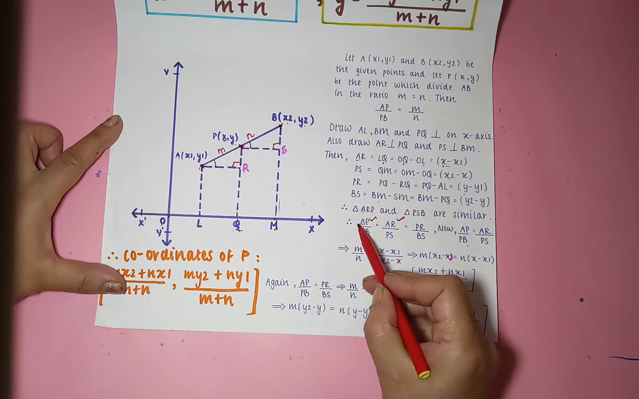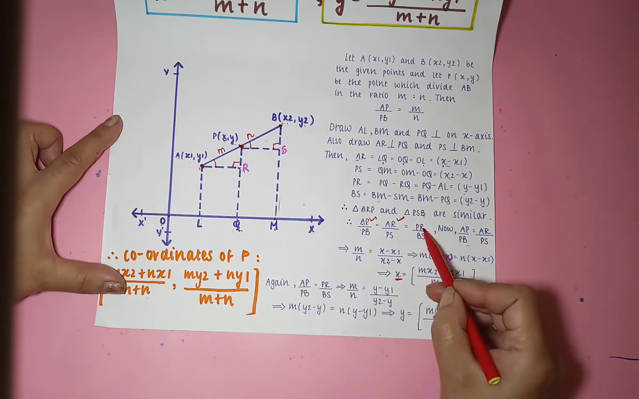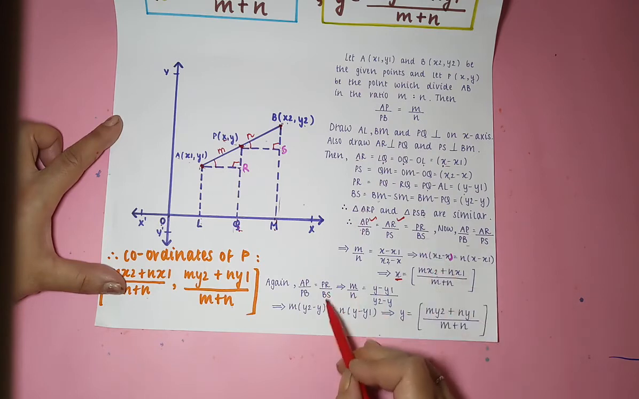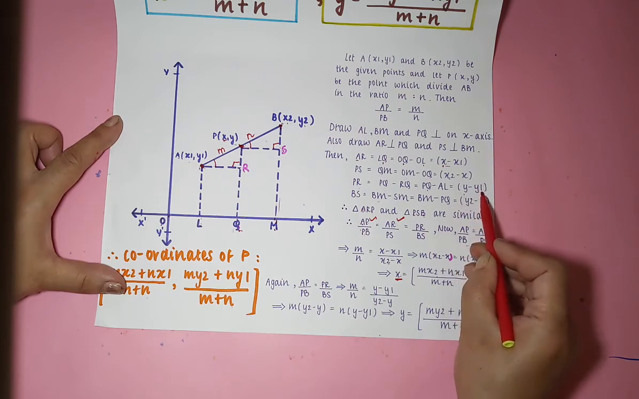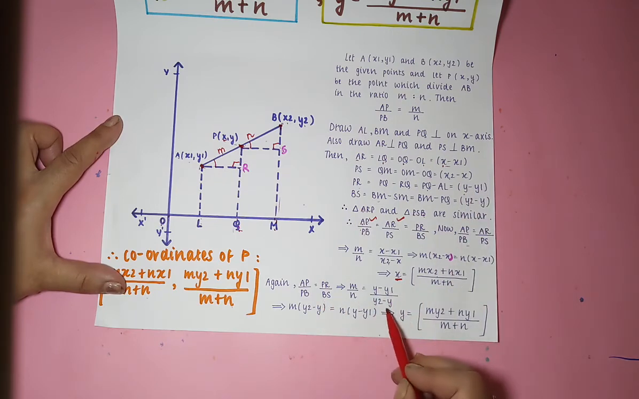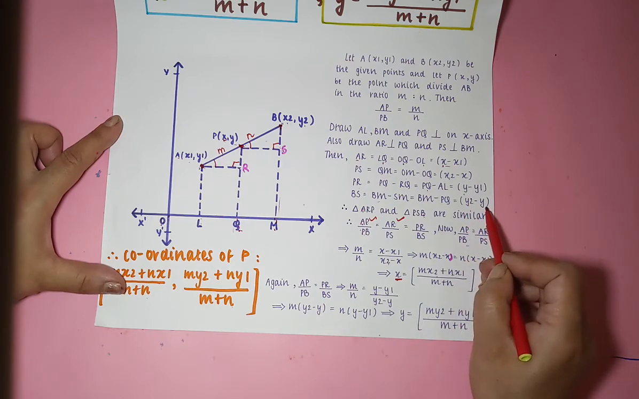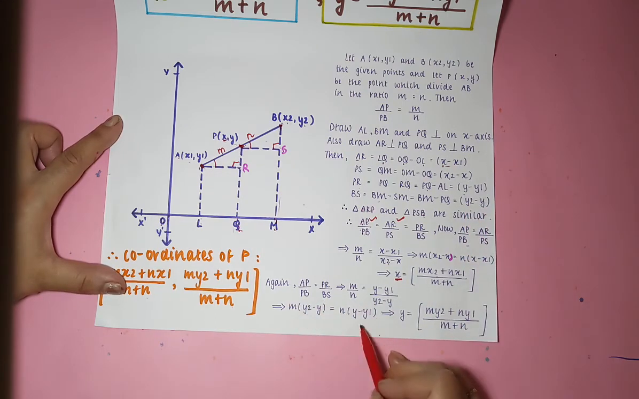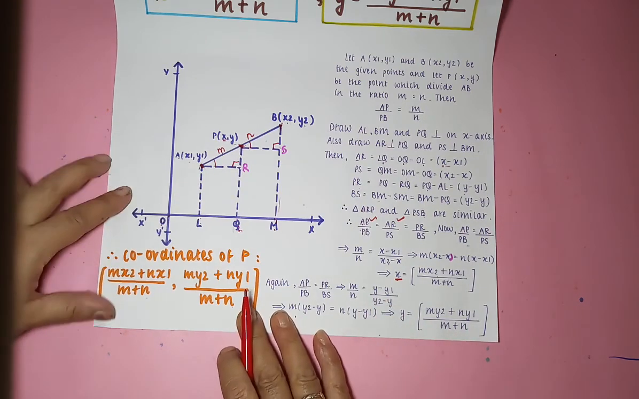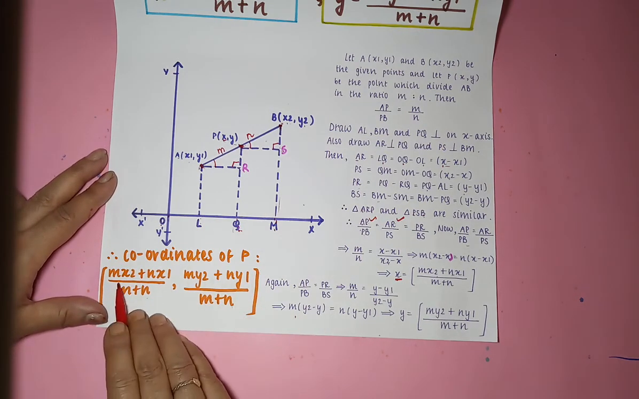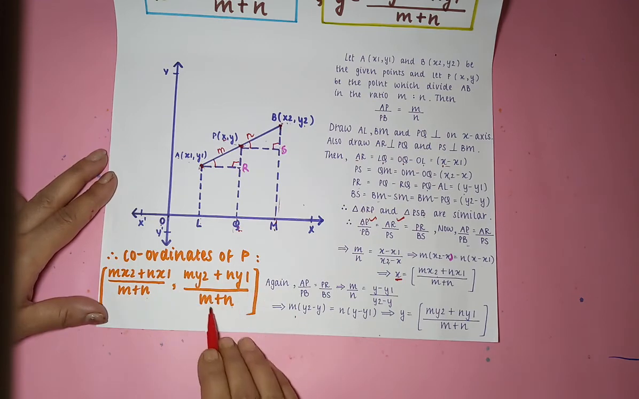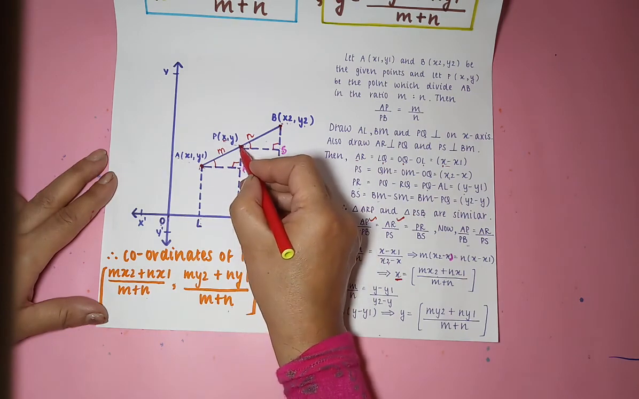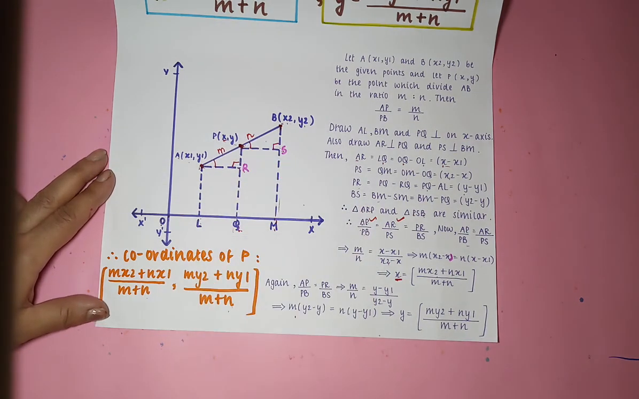Similarly, second time I am putting AP upon PB equal to PR upon BS. Right? Now AP upon PB is m upon n. PR I have found y minus y1, and BS I have found y2 minus y. Fine. Now I will cross multiply and get the value of y. So that's how the coordinates of P are mx2 plus nx1 upon m plus n and my2 plus ny1 upon m plus n. Now you have to remember this formula. So you can get any question.